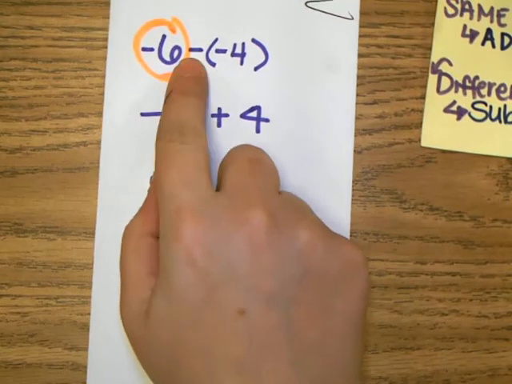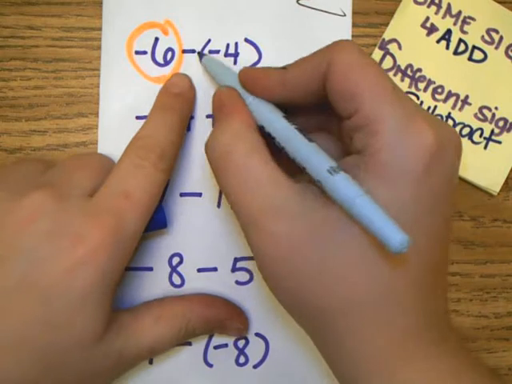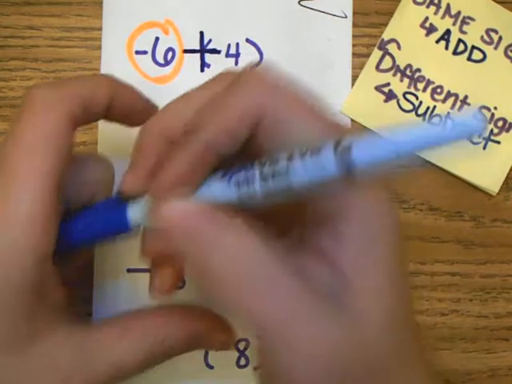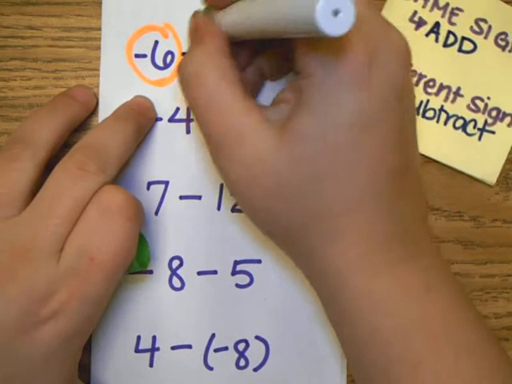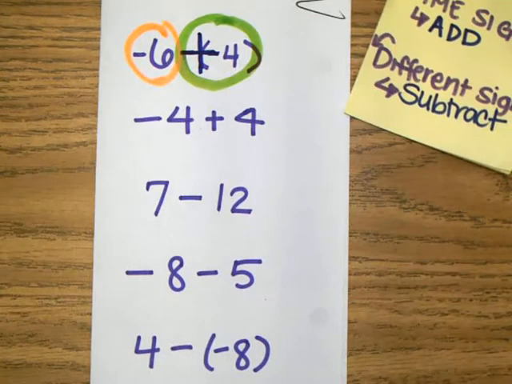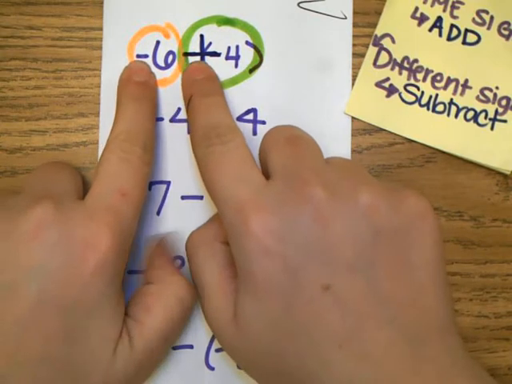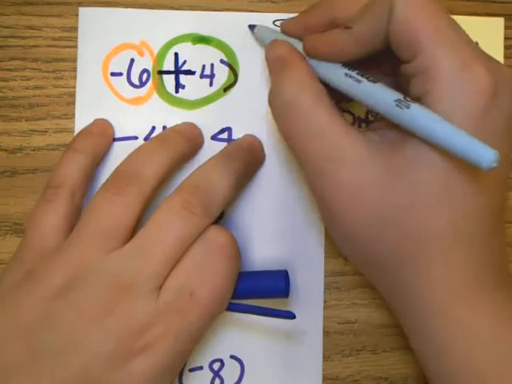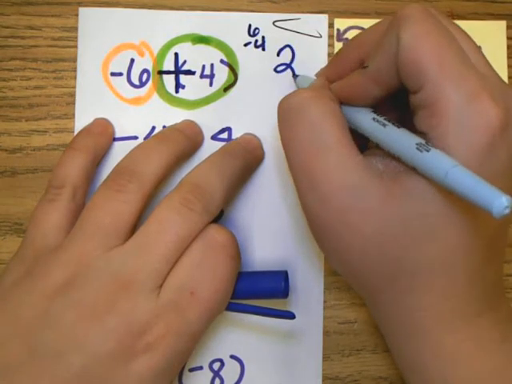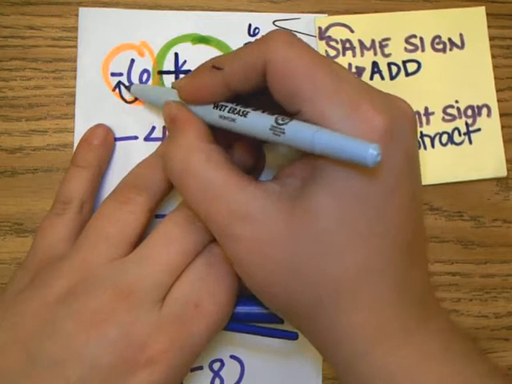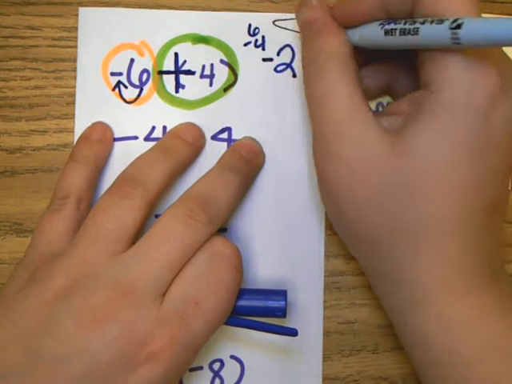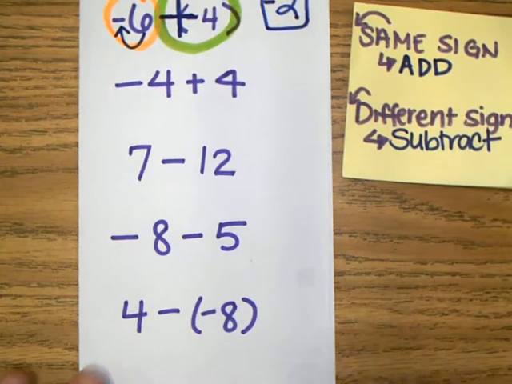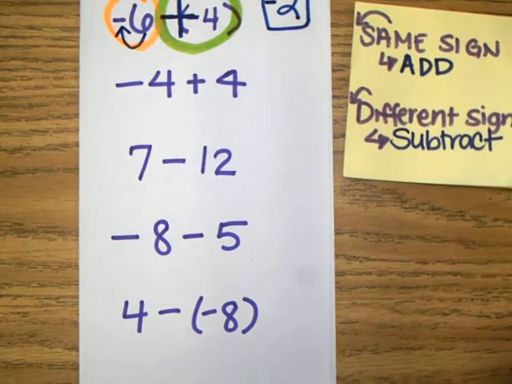Okay, a couple more here. So we have a negative 6. And then I see those two negatives like that. Remember, this says the opposite of negative 4, which is positive 4. So you have a negative 6 and a positive 4. They're different, so we subtract. So 6 take away 4 is 2. And then we look in front of the bigger number, which is 6. So negative 2.